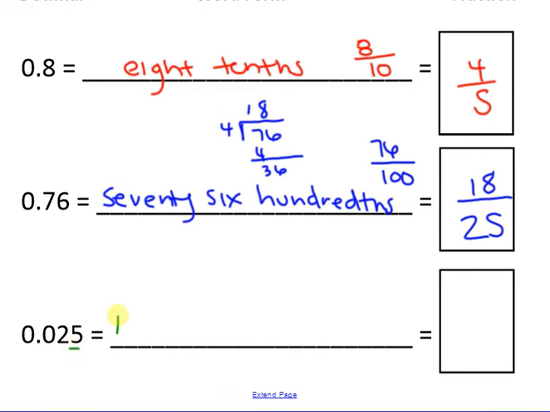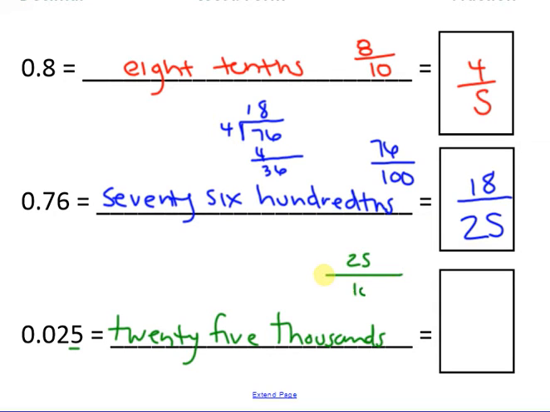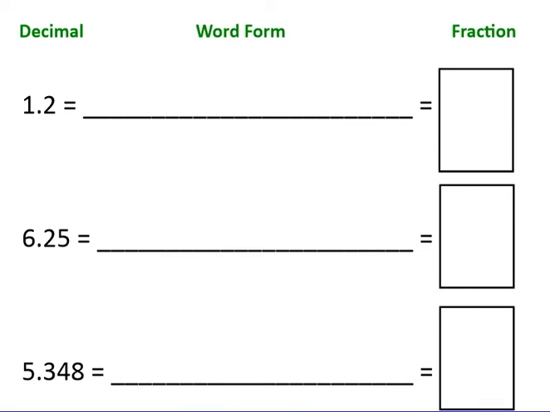All right, and then the last one here, be very careful, make sure you have your place value correct. This is going to be 25 thousandths. And so that's going to be 25 over 1,000, okay? So the GCF here is going to be 25. So 25 goes into 25 one time. And then 25 goes into 1,000, let's do that, 40 times. So that's going to be 1 over 40 once you simplify.